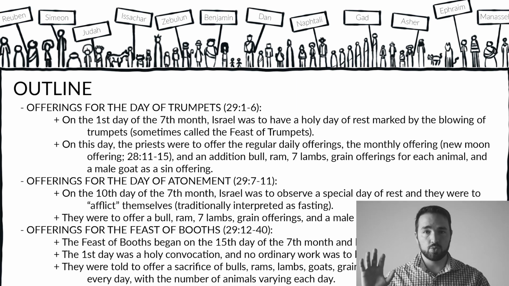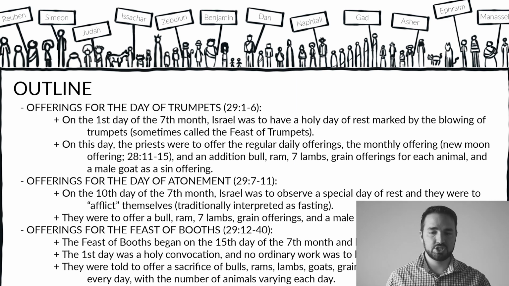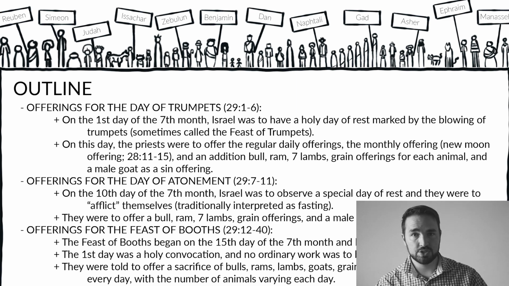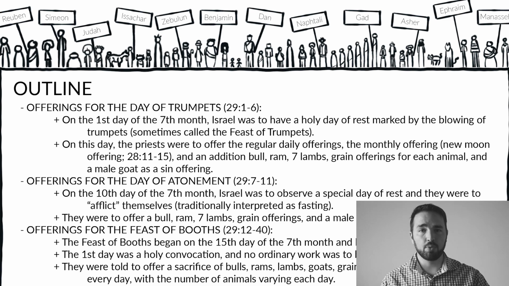They were to offer the regular daily sacrifices, the monthly new moon sacrifices that we talked about last chapter that were supposed to be offered on the first of every month, and then in addition to those, an additional bull, a ram, 7 lambs, grain offerings for each animal, and a male goat as a sin offering.